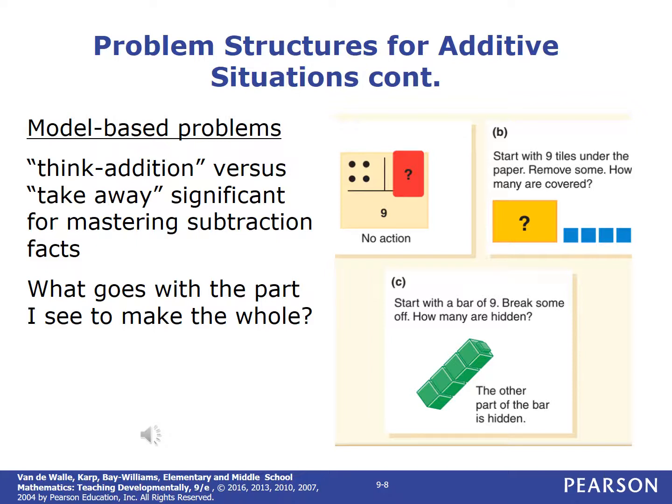Thinking about subtraction as think addition rather than take away is significant for mastering subtraction facts. Because the tiles for the remaining part or unknown add-in are left hidden as they are in B on this slide, a student doing this activity is encouraged to think, what goes with the part I see to make it the whole?